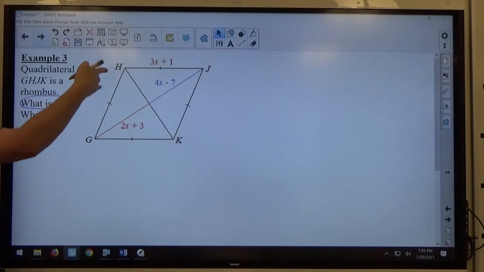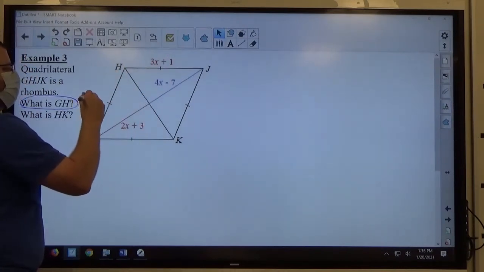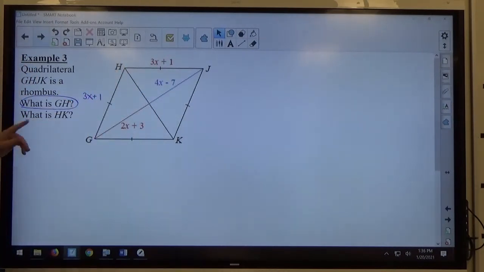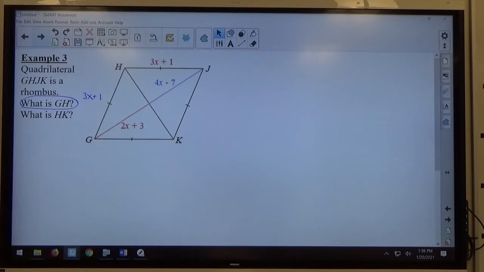GH isn't marked with an algebraic expression, but HJ is 3x plus 1, which means GH is also 3x plus 1, right? So if I figure out how long that is, I can figure out how long that is. We all buy that? And in order to find out how long that is, I have to figure out what x equals. What would tell me how to find x?